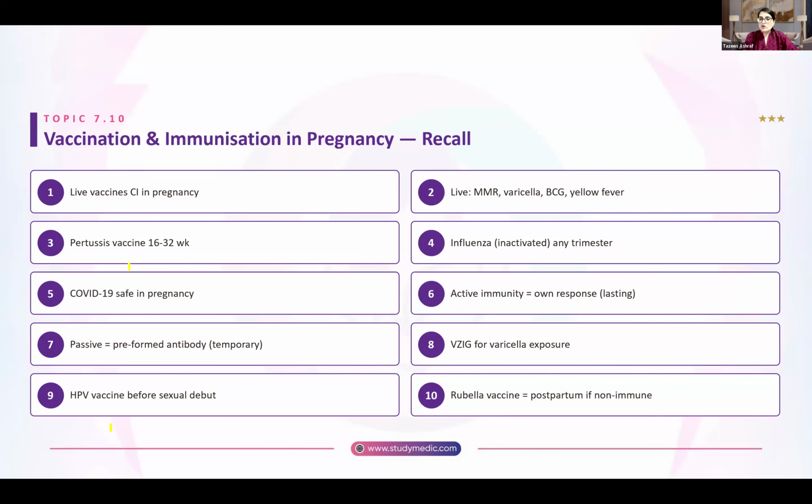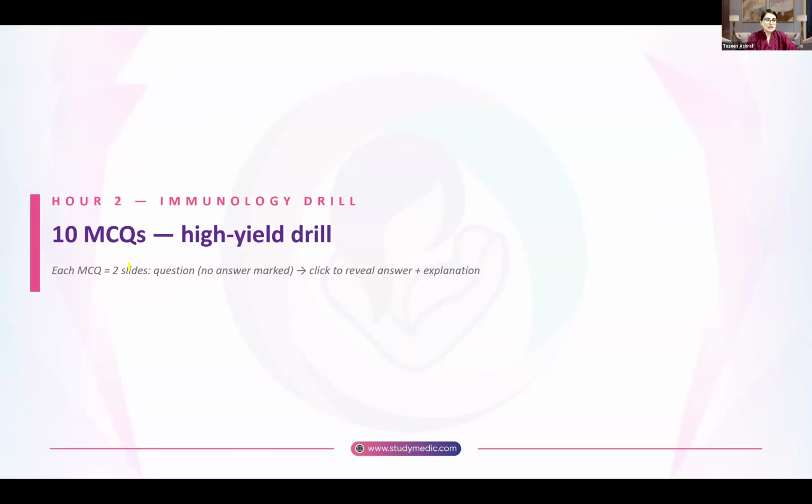So we have to remember, varicella zoster immunoglobulins are given for post-exposure immunity for varicella. And the rubella vaccine is given in the postpartum period, and it is not given in pregnancy. Then there are questions which we have to remember, from the exam tested areas.